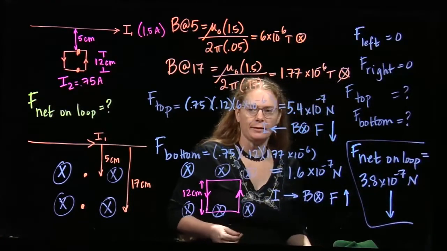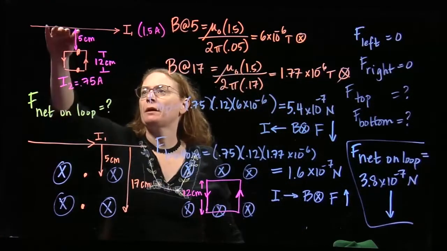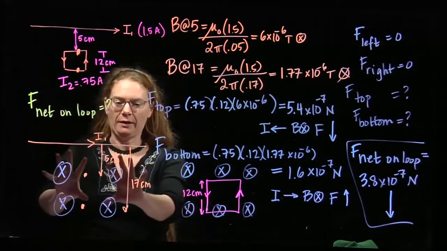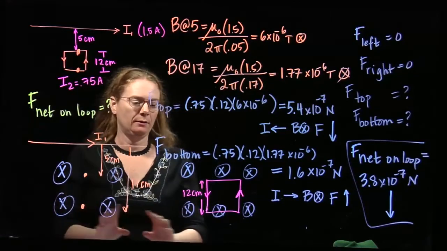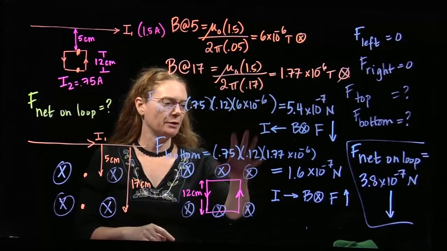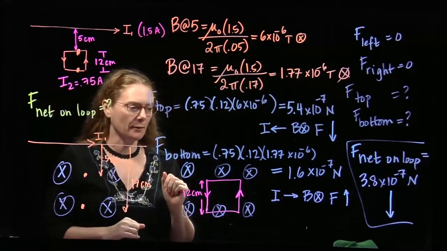So there's our process. Figure out what the magnetic field is from this long wire. And we've got that. And now ignore that. Just deal with the loop in a magnetic field and figure out the forces, and you can get the net force. All right, hope this helps.